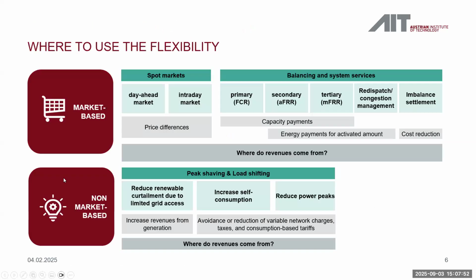Where can we use this flexibility? Of course, we can use price differences at the day-ahead and intraday spot markets to buy electricity when it's cheap and consume less when it's very expensive. But it's also possible to offer the flexibility for different balancing and system services, for instance, balancing reserve or redispatch congestion management, or also use it for imbalance settlement. For these specific products, the requirements to participate are stricter than at the spot markets, but it's also a very important use case for flexibility.